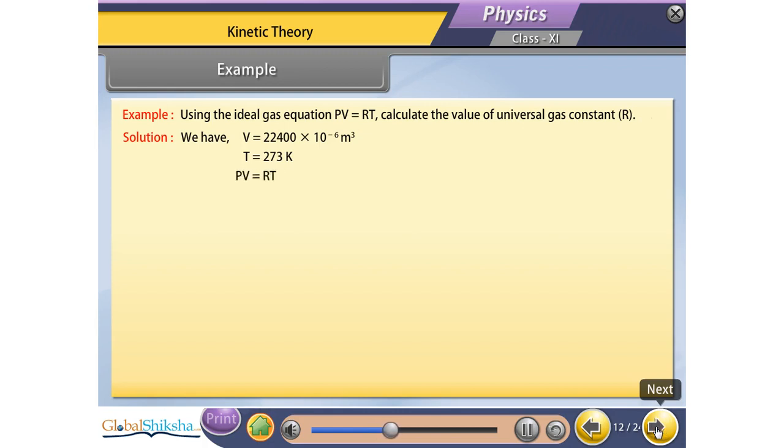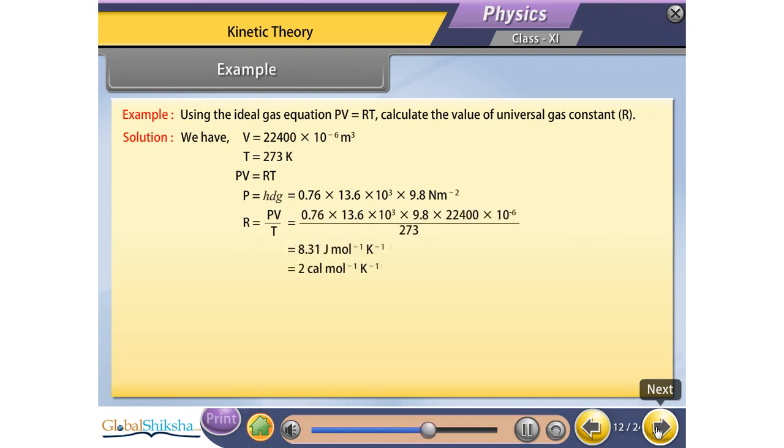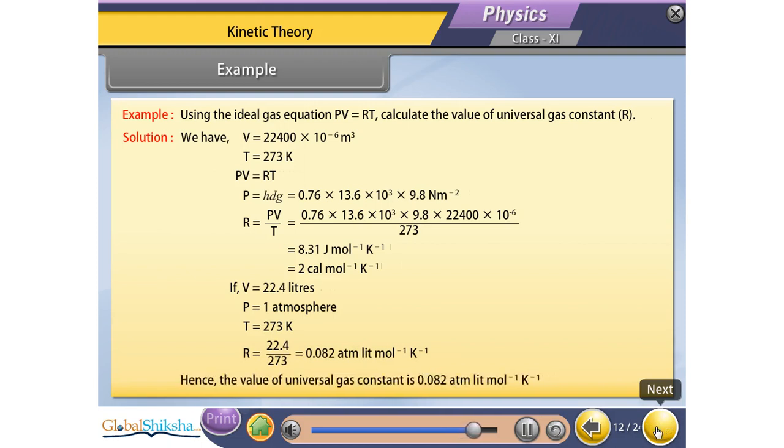PV = RT. P is equal to 1 atmosphere. Now we calculate value of R by putting the values. R = PV/T = 2 calorie per mole per Kelvin. If V = 22.4 liters, P = 1 atmosphere, T = 273 Kelvin, R = 0.082 atm liter per mole per Kelvin. Hence, the value of universal gas constant is 0.082 atm liter per mole per Kelvin.